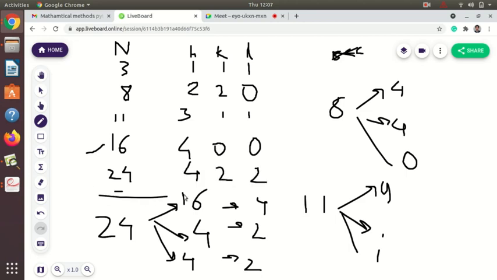So now tell me whether it is FCC or simple cubic. What we have to check? All values should be either odd or even.